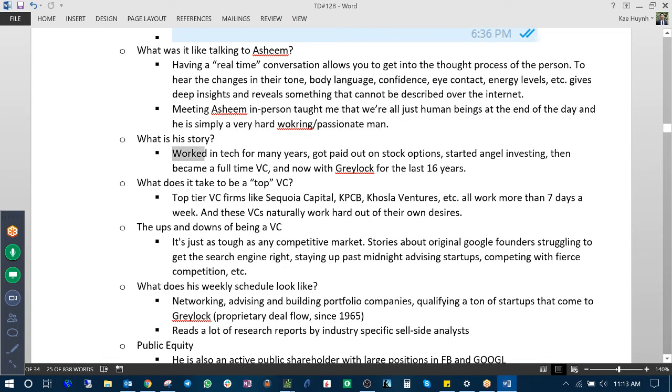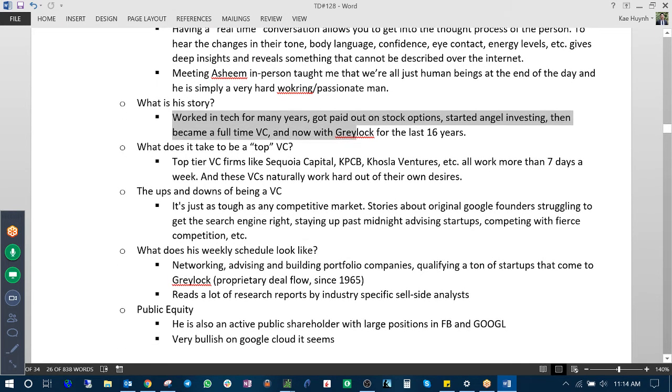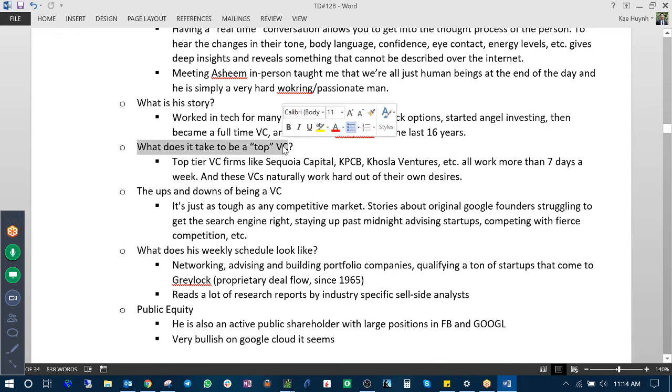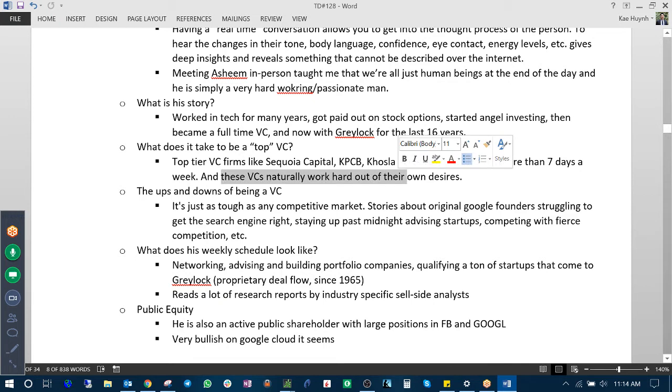What is his story? Again, he worked in tech many years, got paid out in stock options, started angel investing, then became a full-time VC, and now he's been at Greylock for 16 years. What does it take to be a top VC? Top tier VC firms like his, Sequoia Capital, KPCB, Kleiner Perkins, all work more than 7 days a week, and these VCs naturally work hard out of their own desires.